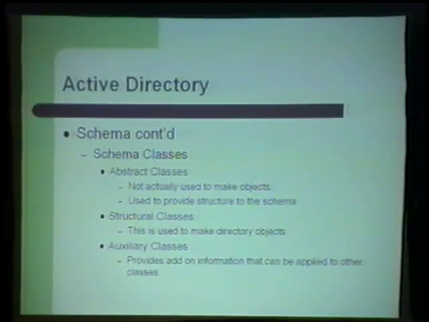So, the kind of classes that make up a schema. You have abstract classes. Abstract classes are the skeleton of the schema itself. They define the schema. They're not actually used to make objects. They just provide that structure. The structural classes are what actually define objects.